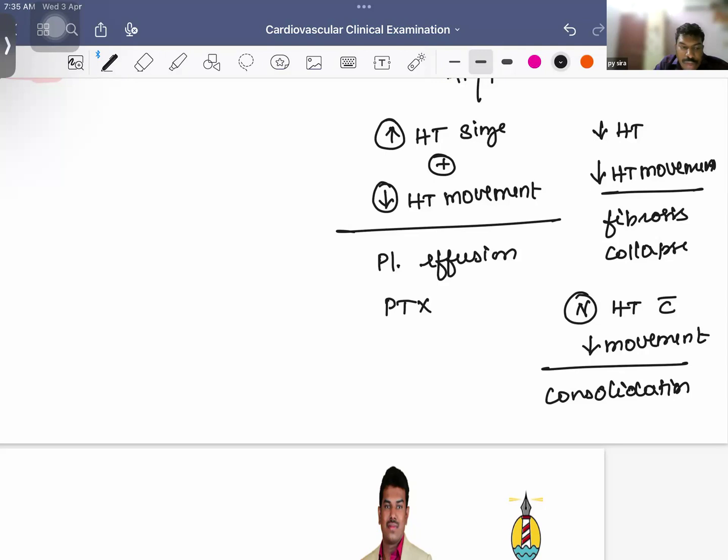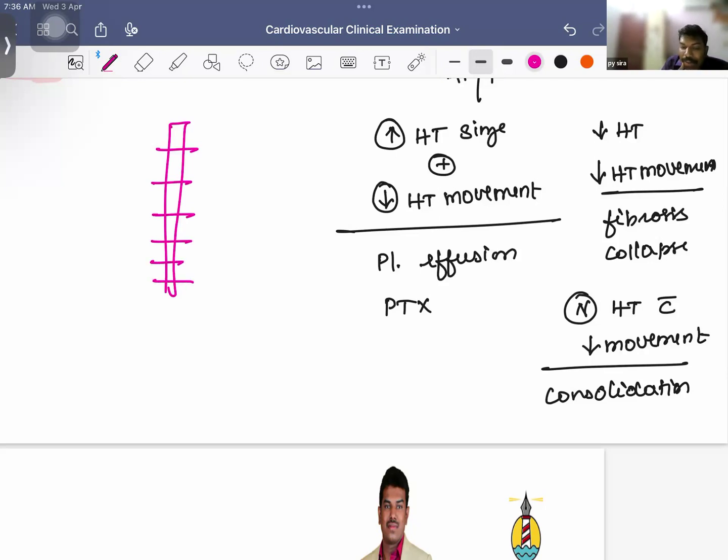For the examination. Okay. So the examination part is very, very important. If you do this examination part very nicely, then it is going to be easy for your exam. Okay.